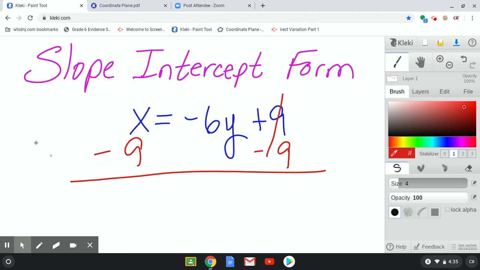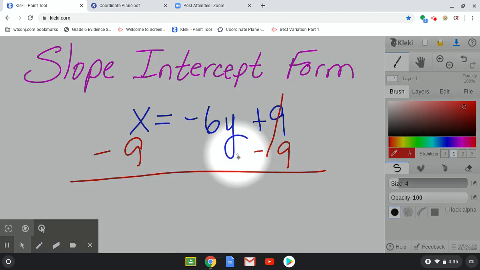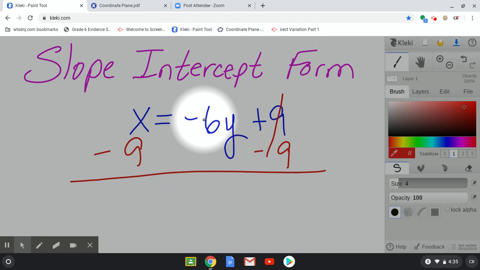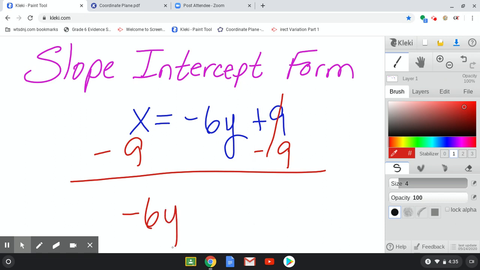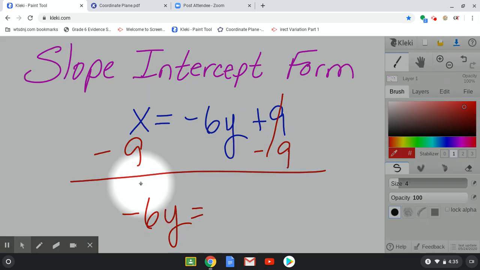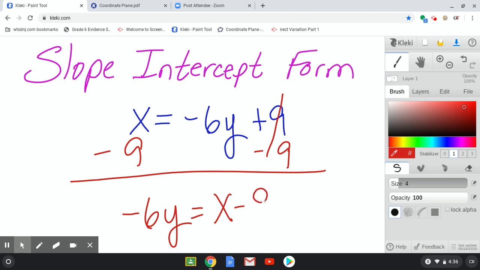And I'm actually going to rewrite this. You guys know we want the y typically on the left side, so I'm going to take this -6y and start that on the left side. And then here, I always want my x before my constant, and I don't have a sign in front of my x, so I know it's going to be positive. So I'm going to write x and then -9.